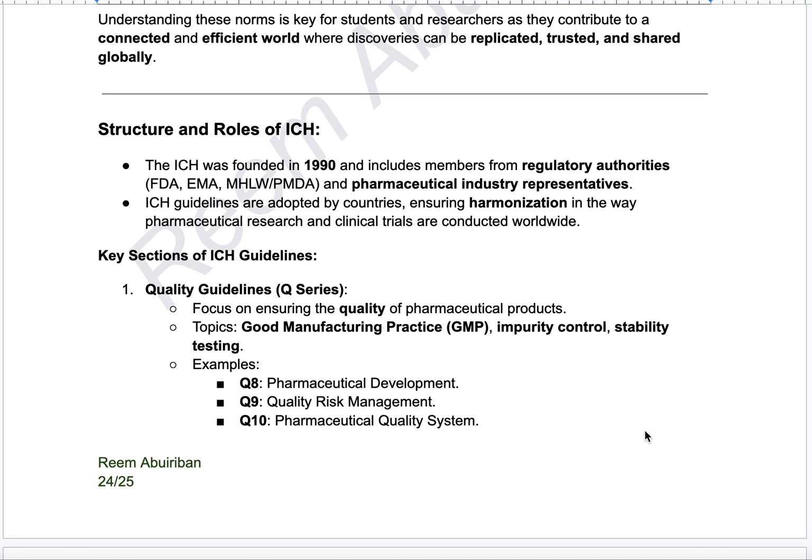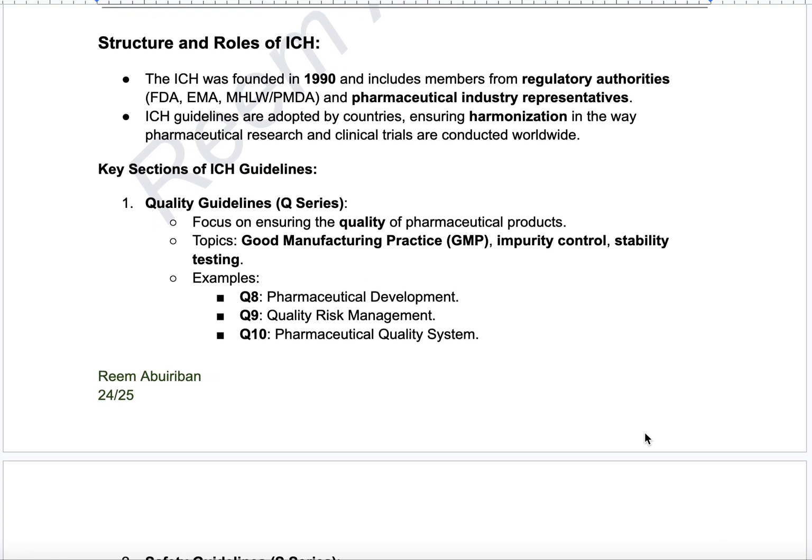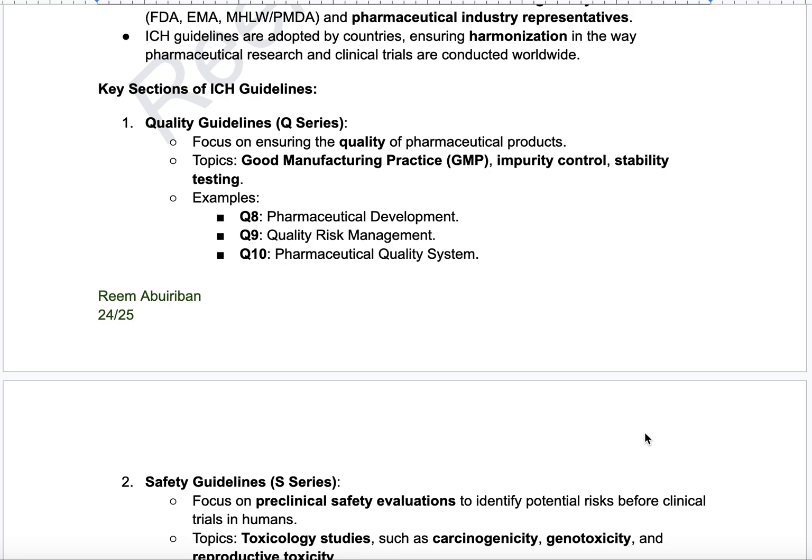Key sections of ICH guidelines. Quality guidelines: the Q series focuses on ensuring the quality of pharmaceutical products in topics like good manufacturing practice, impurity control, and stability testing. Examples are Q8 pharmaceutical development, Q9 quality risk management, and Q10 pharmaceutical quality system.